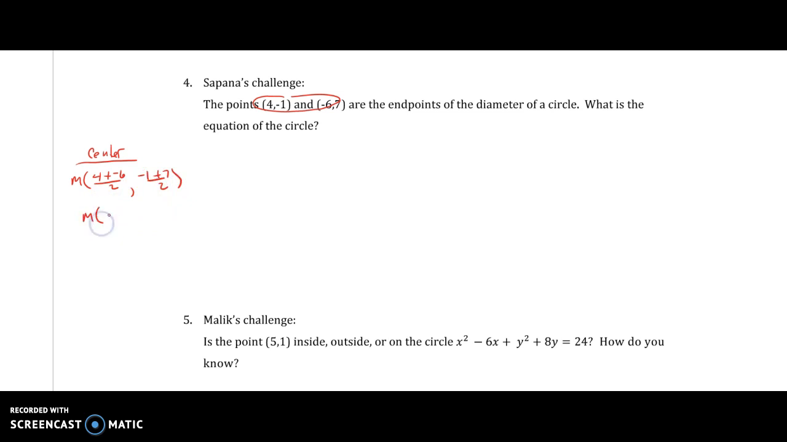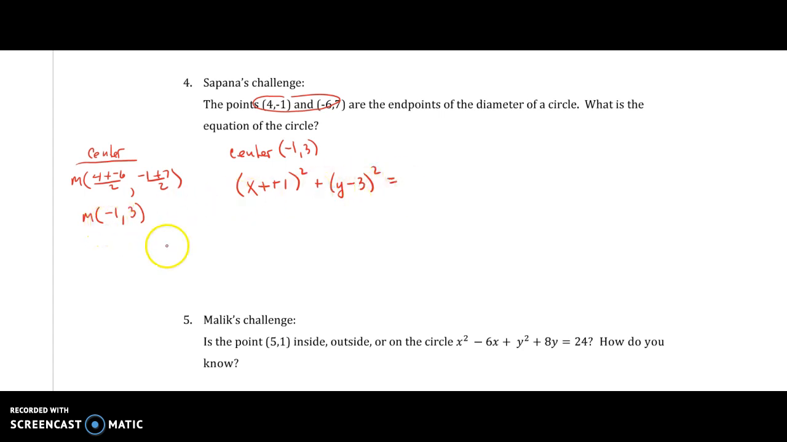So the midpoint, or center, is going to be at -2 divided by 2, which is -1, and -1 plus 7 is 6, divided by 2 is 3. So my center is going to be at (-1, 3). Now, from this, what you have to understand is that I start my equation with (x minus -1) all squared. When I subtract the negative, that becomes plus. Then (y minus 3) all squared equals.